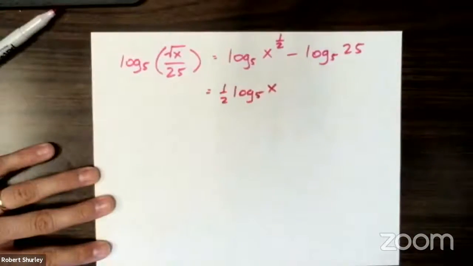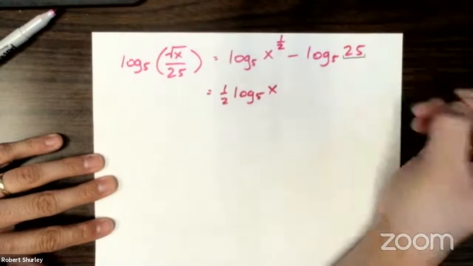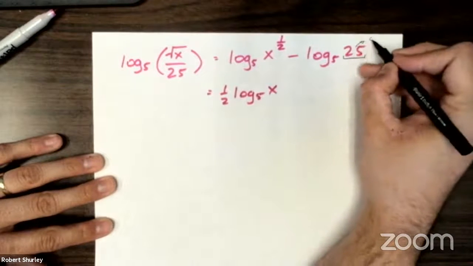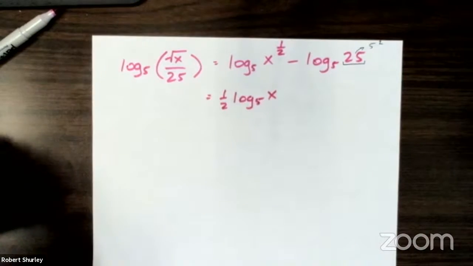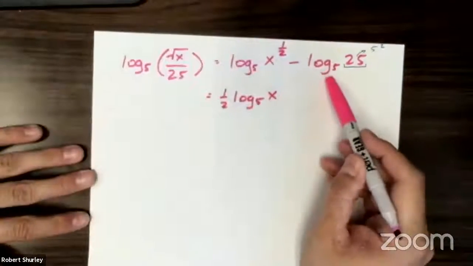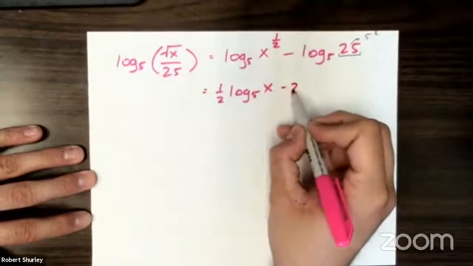Now I'm going to be a little lazy again. I'm not going to rewrite everything. I'm going to say 25 here can be written as 5 squared, right? And because 25 can be written as 5 squared, I chose 5 because my base is 5. Because these match, it leaves me with just 2.